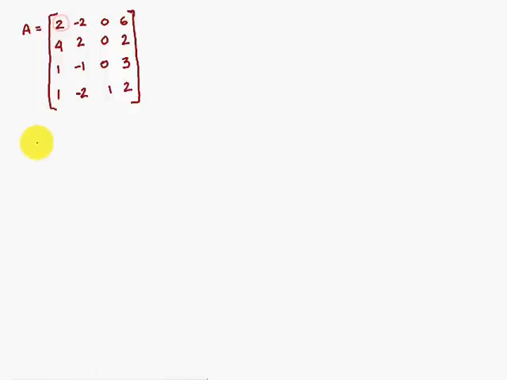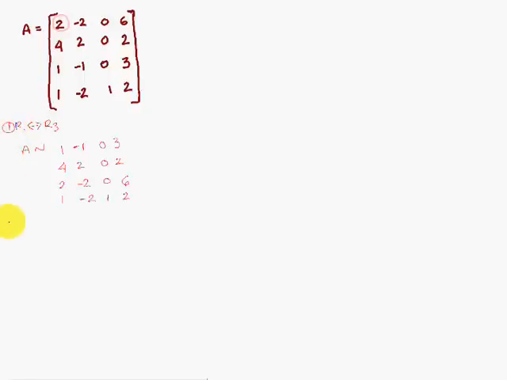So for that, now I am applying the different operations. The first one I am applying is R1 and R3, I am interchanging R1 and R3, therefore A will become 1 minus 1 0 3, and the second row is as usual 4 2 0 2, and the third row will be nothing but 2 minus 2 0 6, and the fourth row is as usual 1 minus 2 plus 1 plus 2.